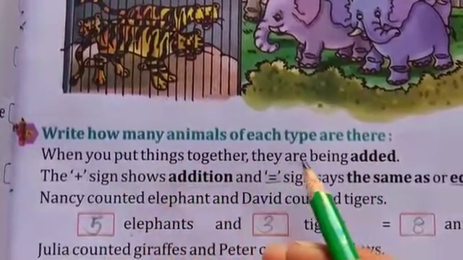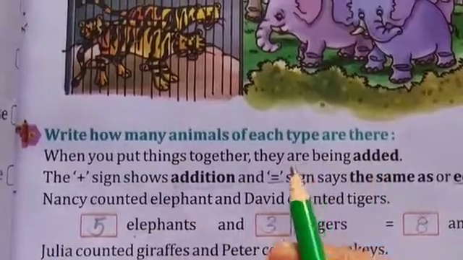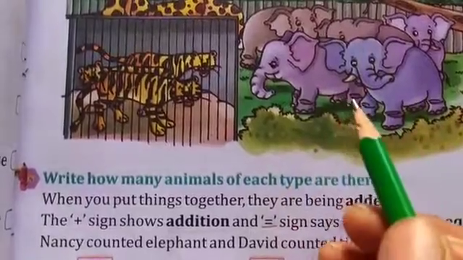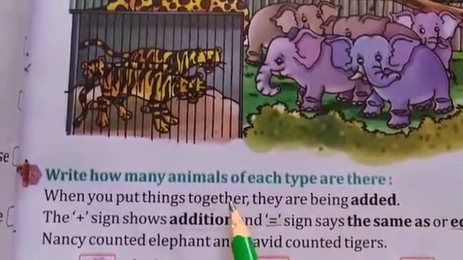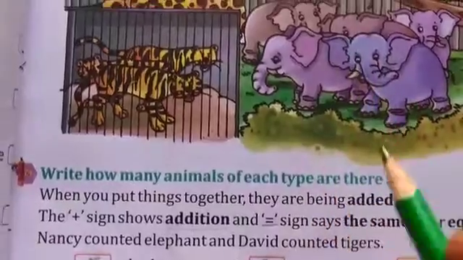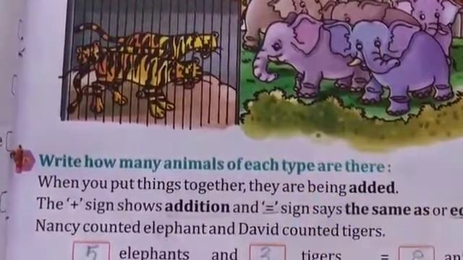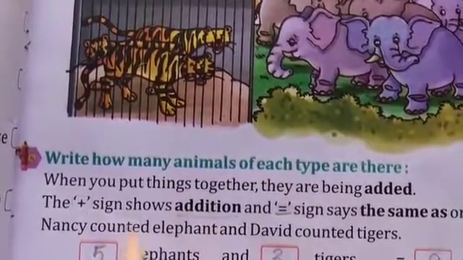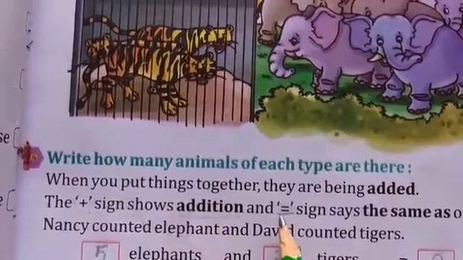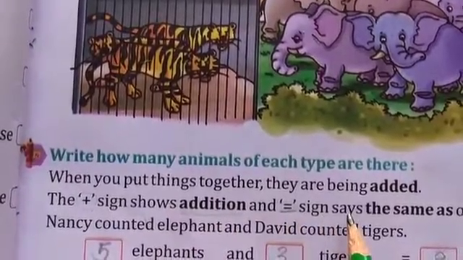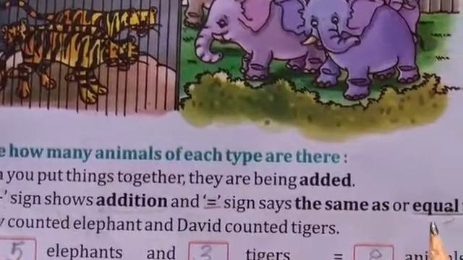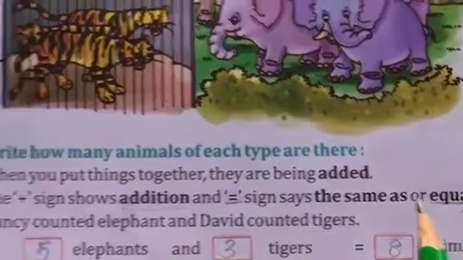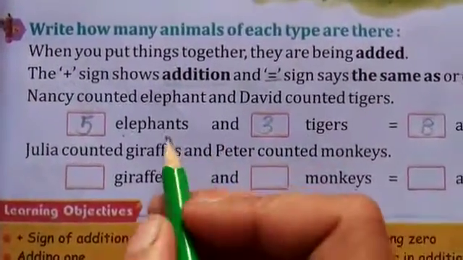When you put things together, they are being added. We add the things when they are together. Together means all the things are in the same place. The plus sign shows addition, and this sign says the same as, or equal to. So there are two questions for you.